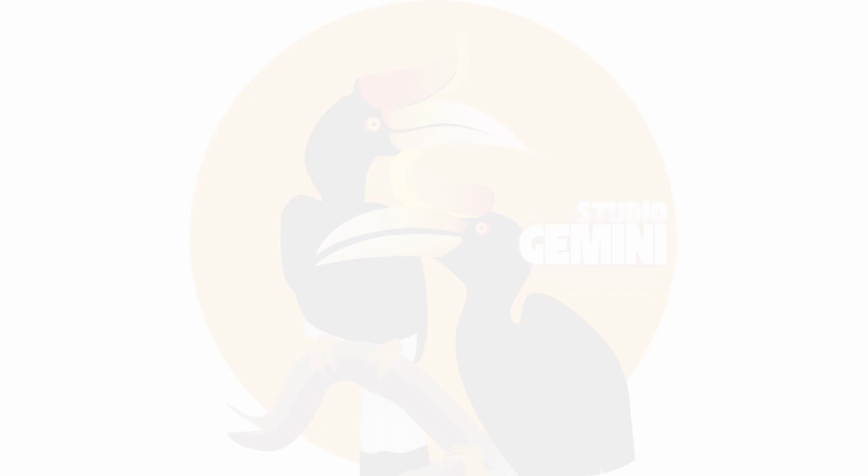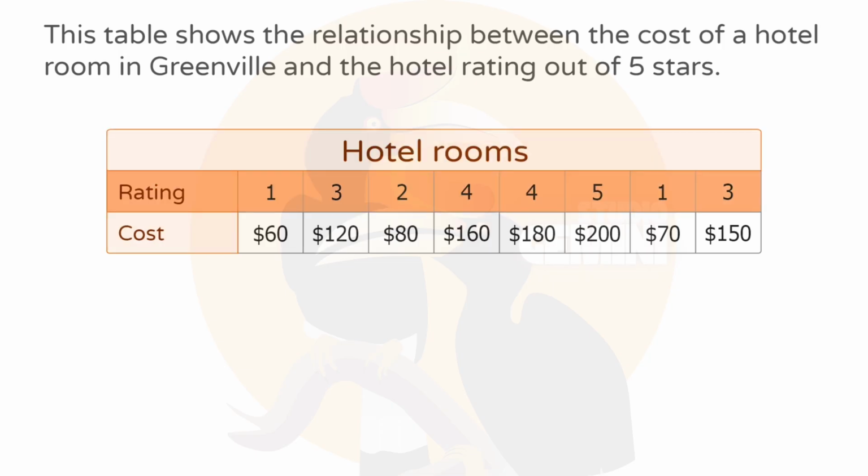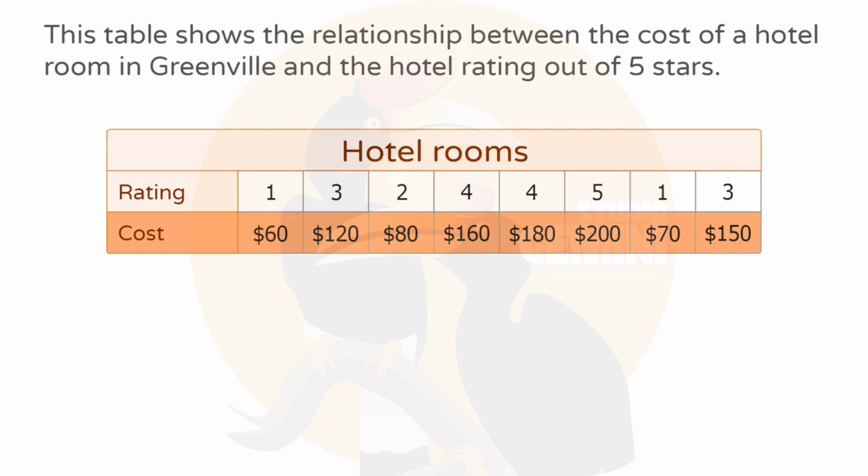Let's try one more. This time, we want to show the relationship between hotel cost and quality ratings. So let's look at 8 hotels in Greenville. This table shows the relationship between the cost of a hotel room in Greenville and the hotel rating out of 5 stars. Each column in the table describes one hotel room. The top number tells you the rating, and the bottom number tells you the cost.